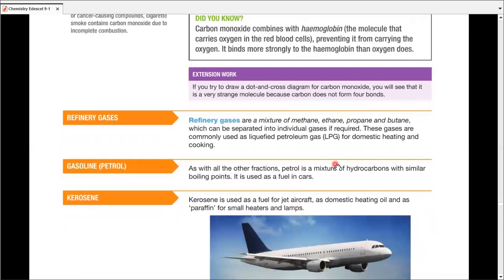All right. So refinery gases. Refinery gases are actually a mixture of methane, ethane, propane, and butane. These are all gases. We can separate the individual gases if required, and this is commonly used as liquefied petroleum gas (LPG) for domestic heating and cooking. Let me tell you, your country, Qatar, is one of the most LPG producing countries around the world, and that of the highest quality too.